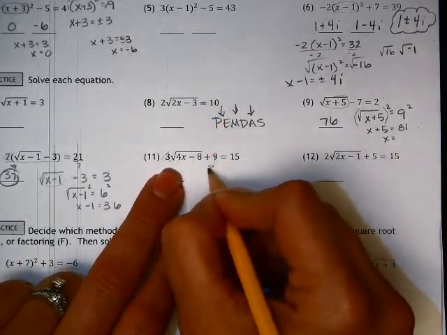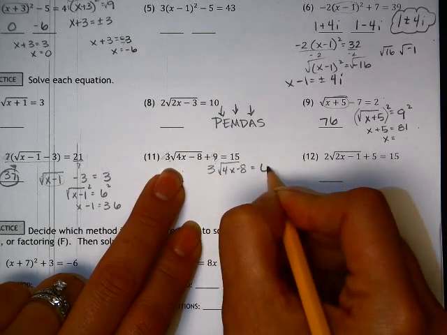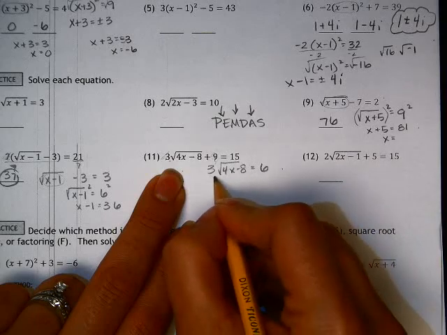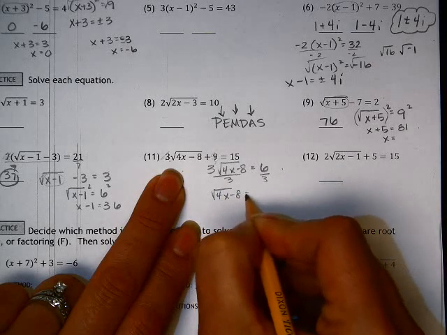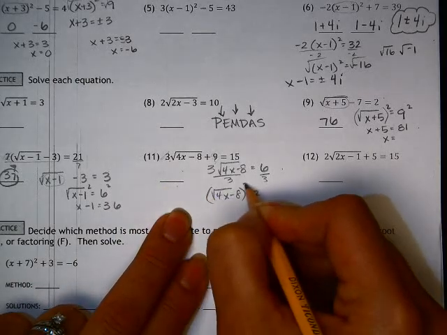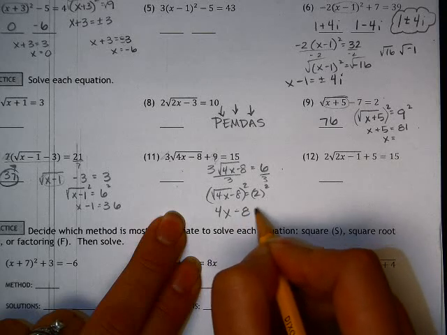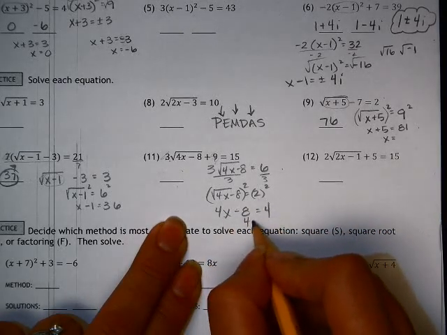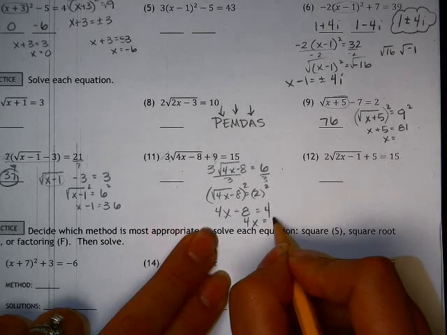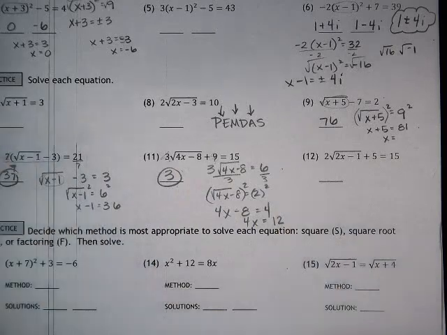I'm going to move the 9 over, which gives me 6. I'm going to divide by the 3. And then I'm going to undo the square rooting by squaring. And then finish up isolating the x. So it's kind of a few different times. I'm going to isolate, and then isolate, and then isolate to finally get the correct answer.